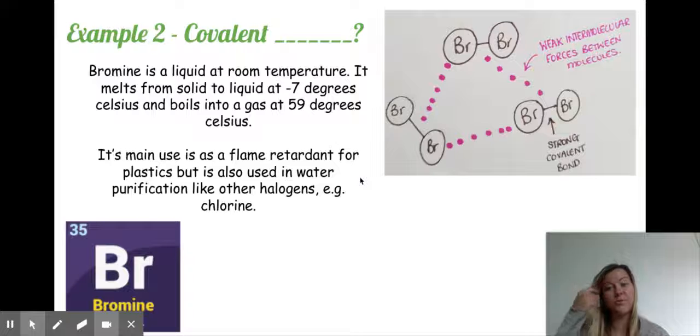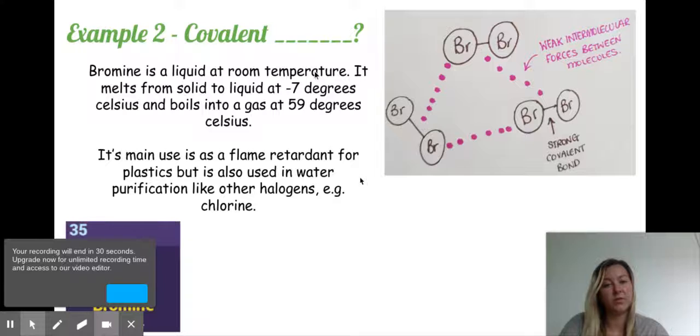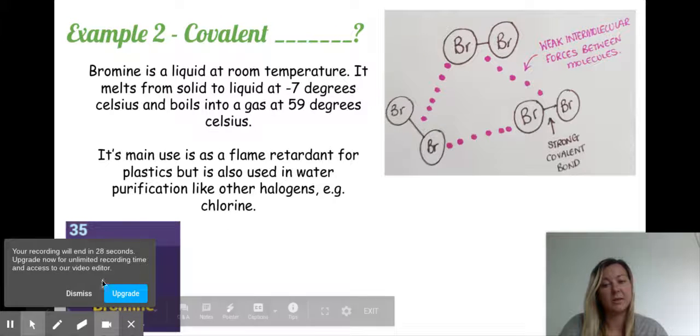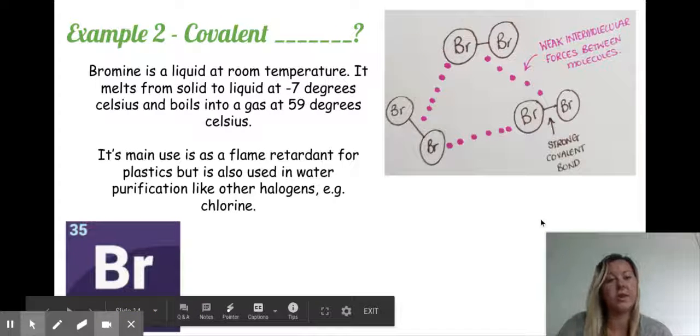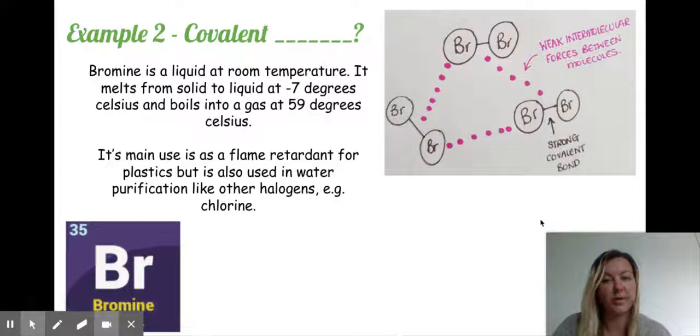Example 2. Bromine is a liquid at room temperature. It melts from solid to liquid at -7 degrees and boils into a gas at 59 degrees Celsius. Its main use is as a flame retardant for plastics, but it's used in water purification like another halogen that we know, chlorine. So I've given you a wee diagram of bromine here as well, with intermolecular forces showing on that. So which example is the network and which one is the molecule?